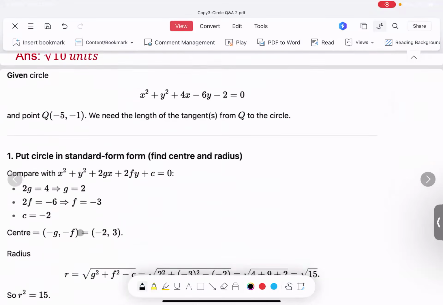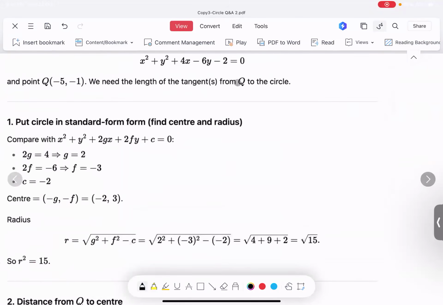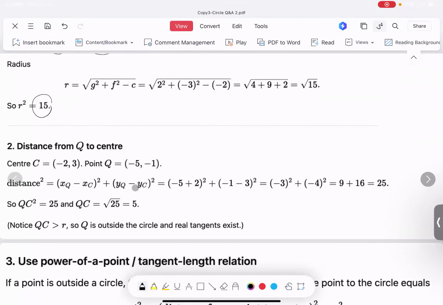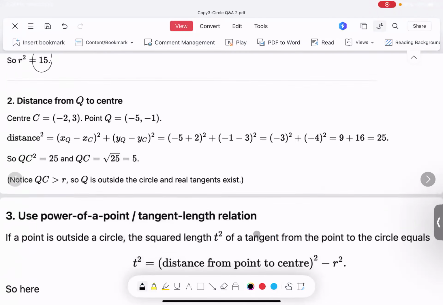We need the length of the tangents from Q to the circle. So put the circle in standard form. Find the center and radius. With this one, you find your center and then find your radius. After you find your center and radius, you can find the distance. Notice QC is greater than R, so Q is outside the circle and real tangents exist.